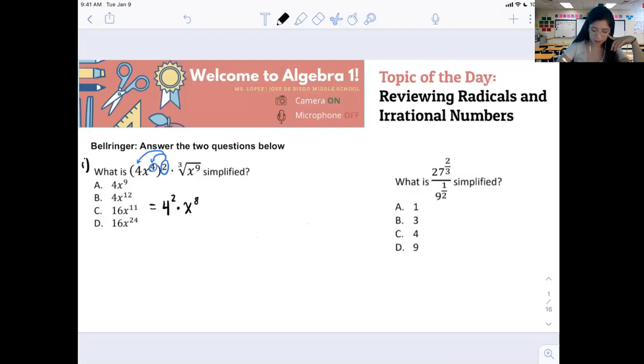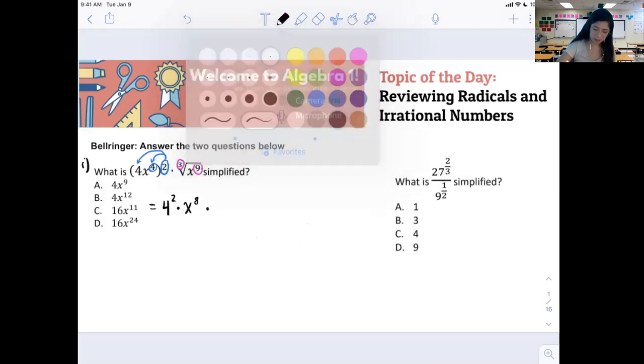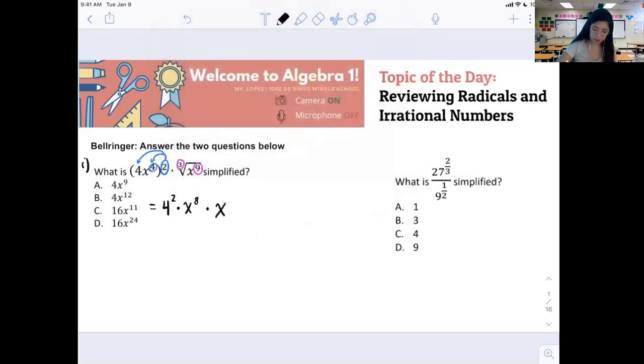Okay, so I've got this so far. Then I have this situation: the cube root of x to the power of 9. So what can I do with that? x to the power of 9 over 3. Good. Remember, the number that's on the little balcony goes down into the denominator of the fraction. So that's how we switch back and forth.